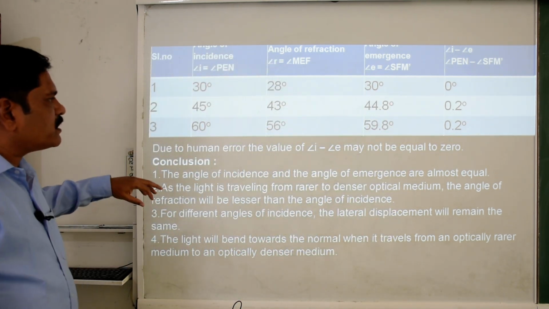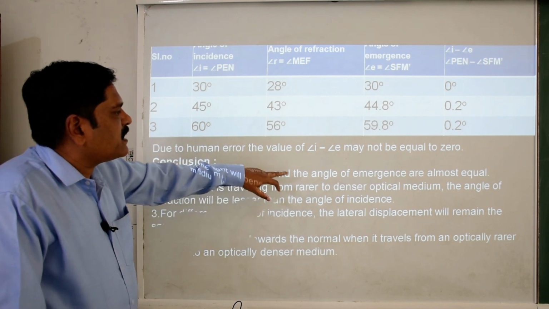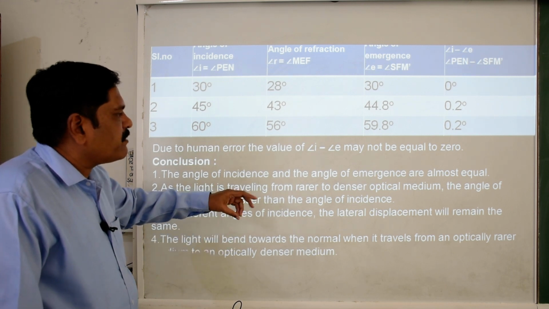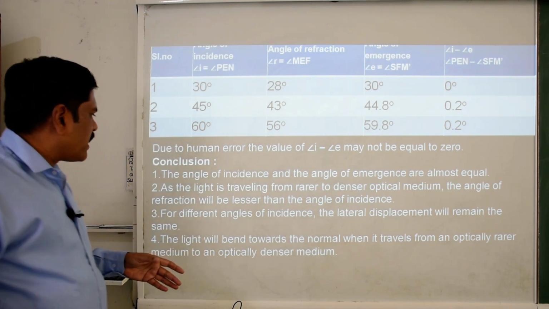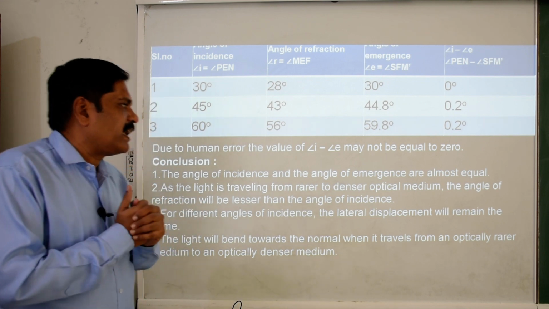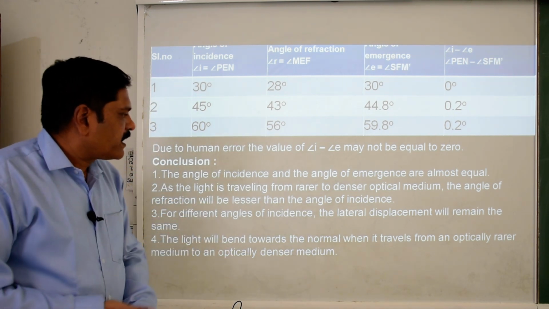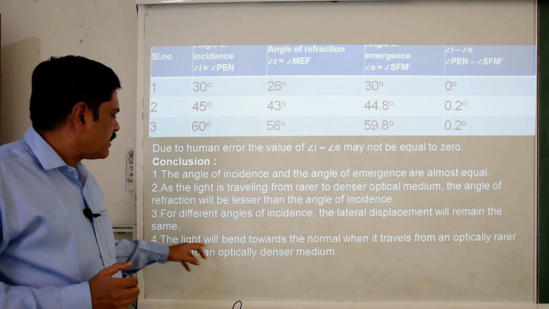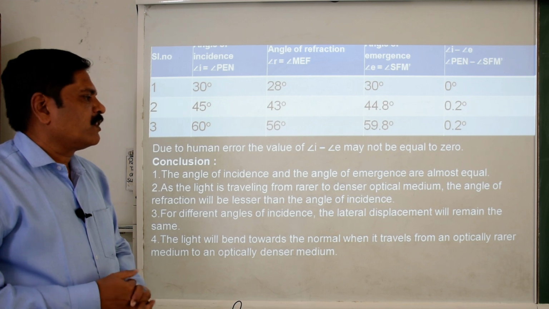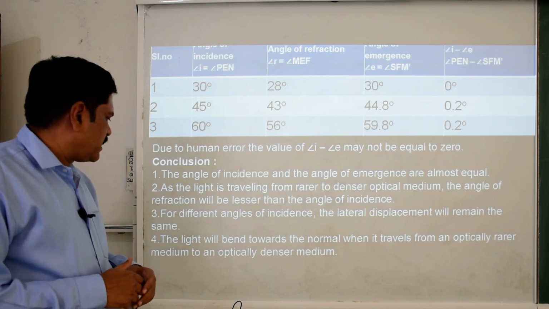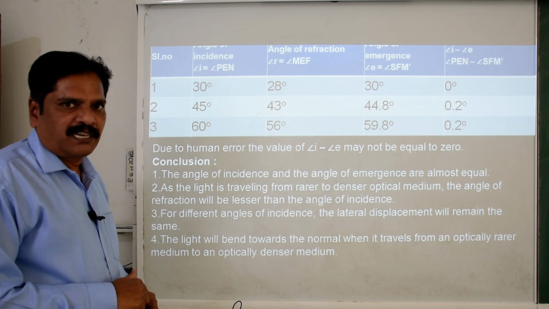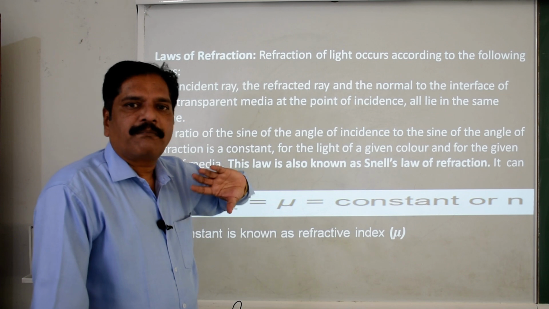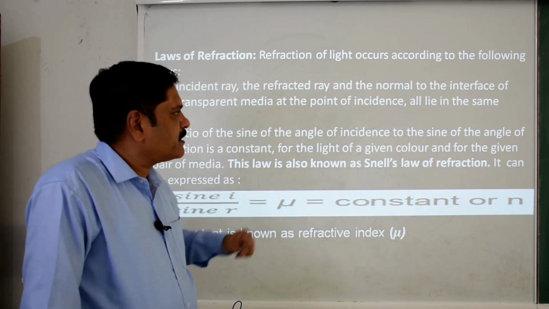Clear? So what conclusion can we draw? The angle of incidence and the angle of emergence are almost equal. Second, as the light travels from a rarer to a denser medium, the angle of refraction will be less than the angle of incidence. For different angles of incidence, the lateral displacement will remain the same. And the light will bend toward the normal when it travels from an optically rarer medium to an optically denser medium. Remember this fact, which we can conclude from this. When you come back to school, we will perform this experiment in the laboratory also.